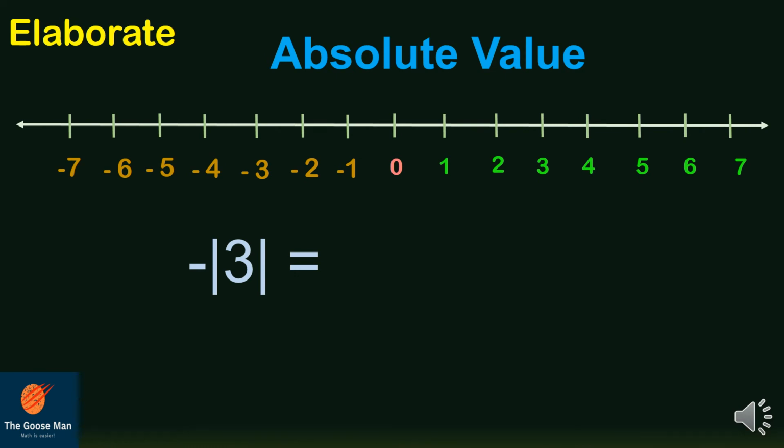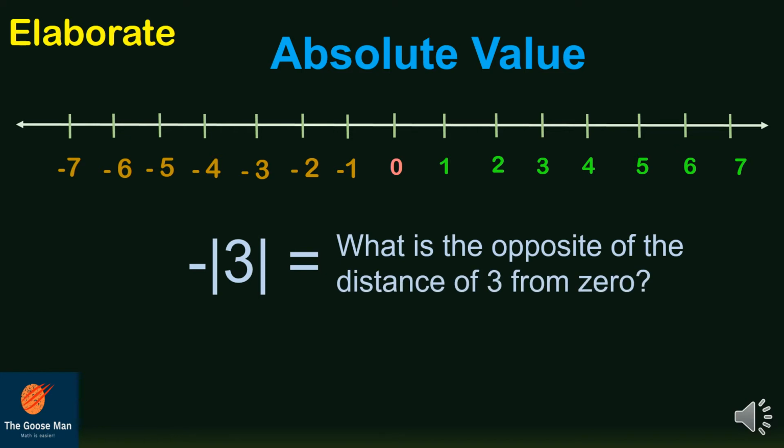Alright, so let's try another example. We have negative absolute value of 3. If we translate this to English, this is actually the opposite of the distance of 3 from 0. Let's count first the distance of 3 from 0. So let's have here 1, 2, and 3.